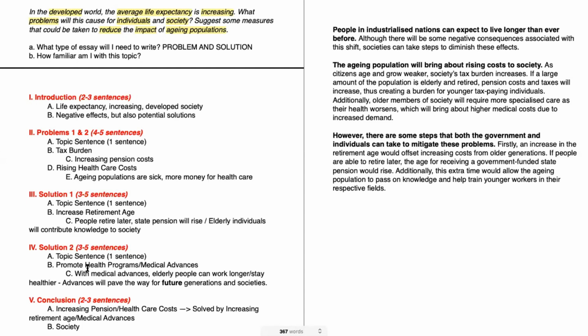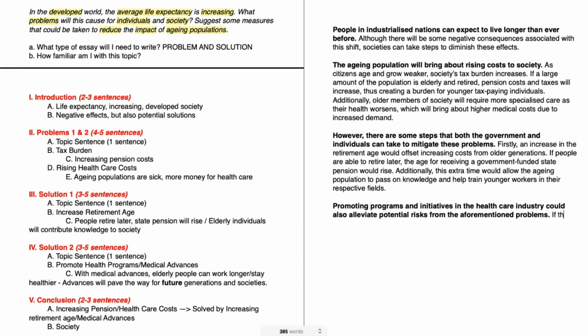Now, the second solution, I'm right here, paragraph 4, and I'm going to talk about promoting health programs. So my topic sentence will be promoting programs and initiatives in the healthcare industry could also alleviate potential risks from the aforementioned problems. Aforementioned problems, great vocabulary. Basically, I'm talking about these problems in the second paragraph. And so my explanation in detail would be to promote medical advances and health problems.